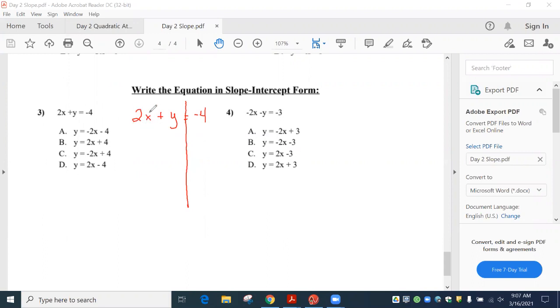So right here, I've got this 2x. To get rid of it, we're going to subtract 2x. You always do the opposite to get rid of it. And like I said, if you look at this poster here, it tells you when you're trying to get y by itself, the first thing you do is add or subtract the x. And it gives you a little example right there.